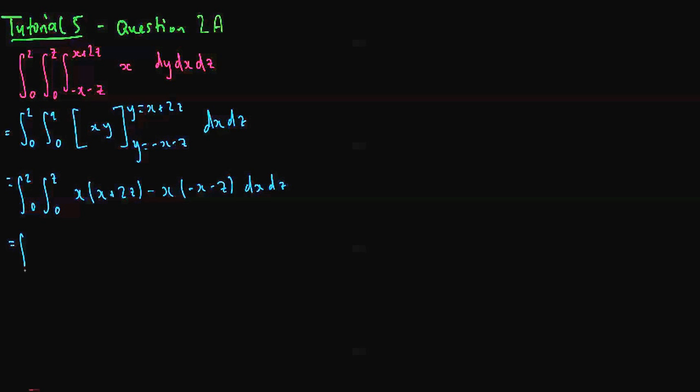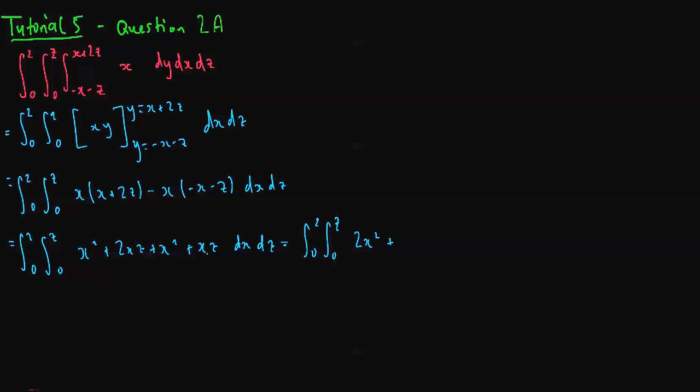Okay, so that's equal to the integrals from 0 to 2, 0 to z. Now we just got to clean this up, so that's x squared plus 2xz minus minus is plus x squared plus xz dx dz. That's equal to 2x squared plus 3xz dx dz. So now we just have to integrate with respect to x.